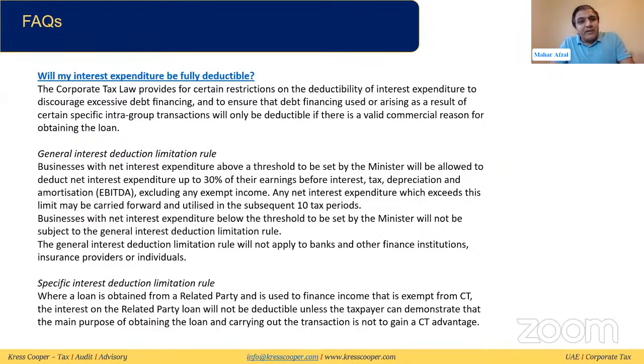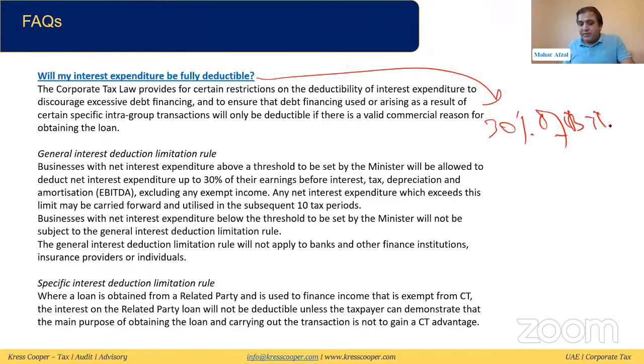Will my interest expenditure be fully deductible? No, we have already set the general principle. 30% of EBITDA, earnings before interest, tax, depreciation, and amortization, you can claim. The remaining 70% will be carried forward for a further period of 10 years, but this will not be applicable to banks and insurance companies.